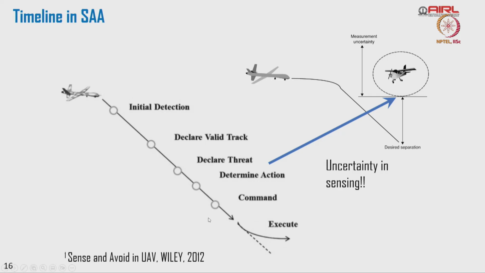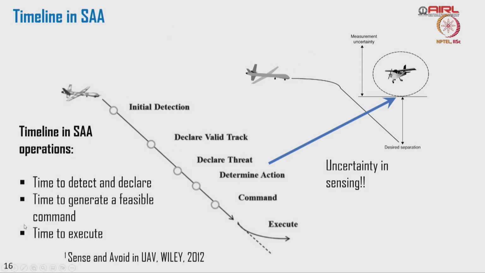The time to compute this is also going to play a role. And sensing, as the uncertainty influences all these stages. That's why the task of performing sense and avoid is complex, right? So time to detect and declare is one of the biggest challenges. Time to generate a feasible trajectory is another factor that I need to take into account. Time to execute. All these are the factors that I need to take into account when I am talking about sense and avoid.